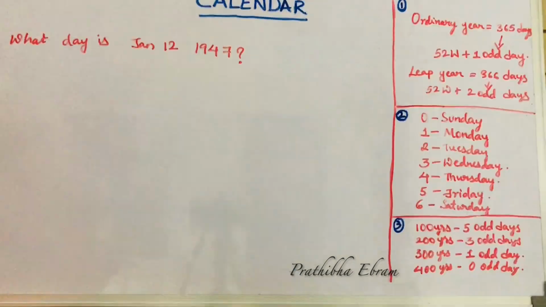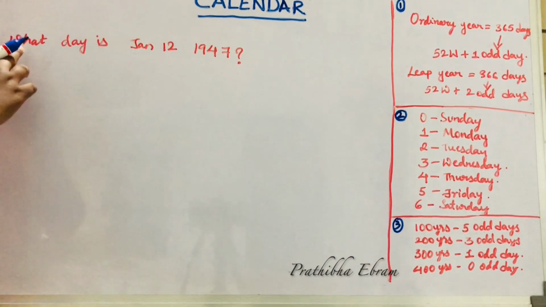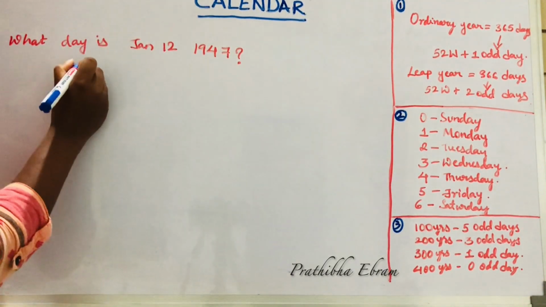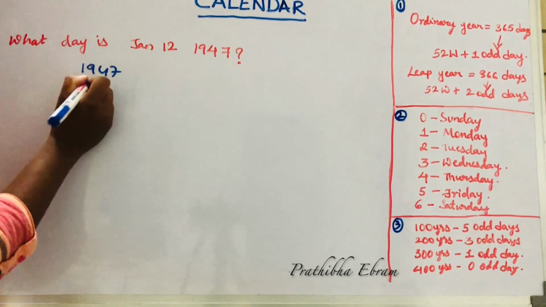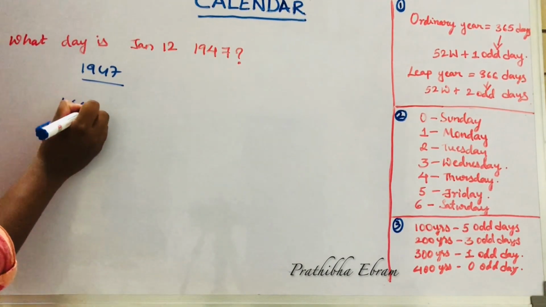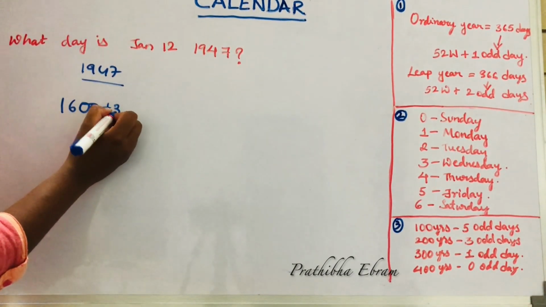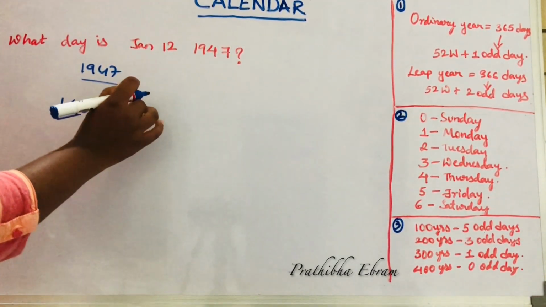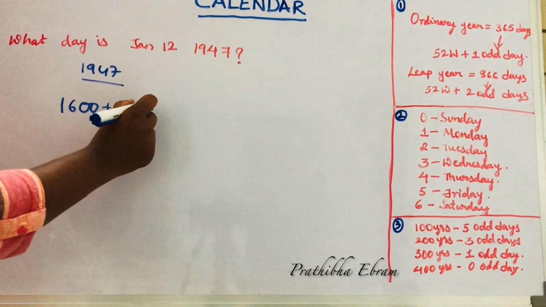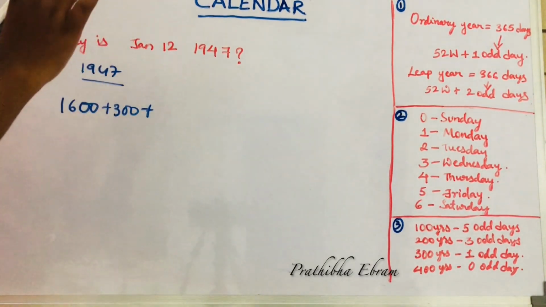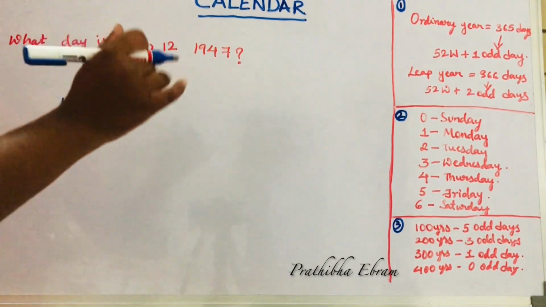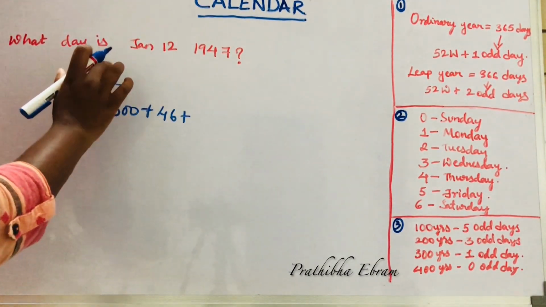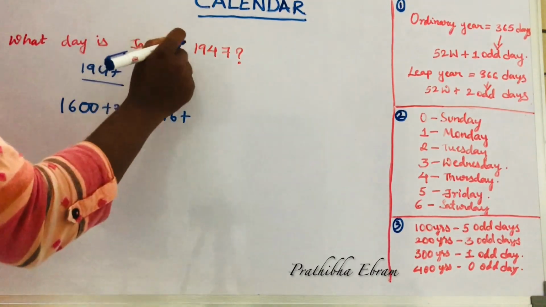Okay. Now let's see another example. What day is Jan 12th, 1947? Now this 1947 can also be written as 1600 plus 300. Okay. 1900 finished, plus still we are pending with 47 years. In this 47 years, total we have 46 years. In 46 years, we have all months, right? So 46 years plus in 47 we have only January month and that too 12 days.